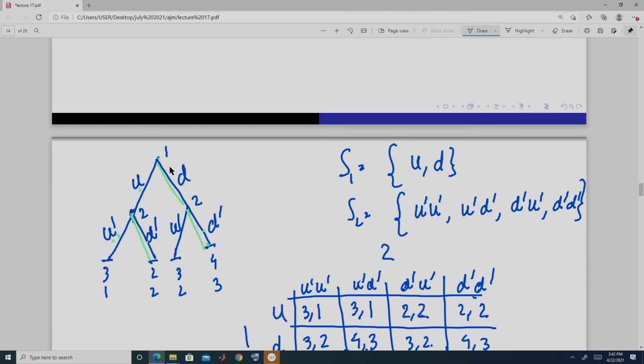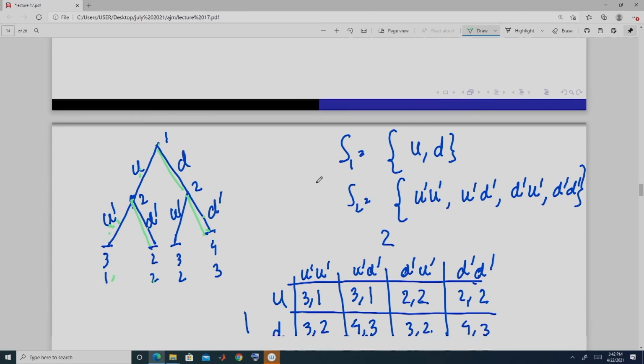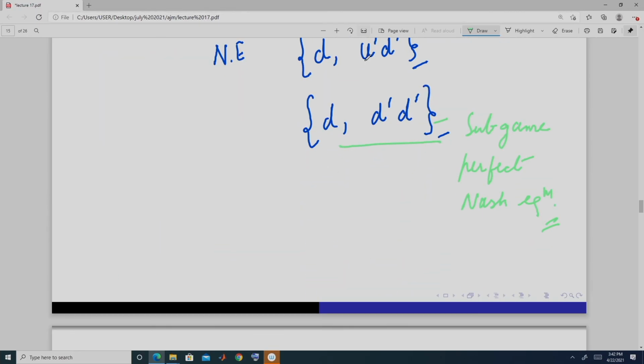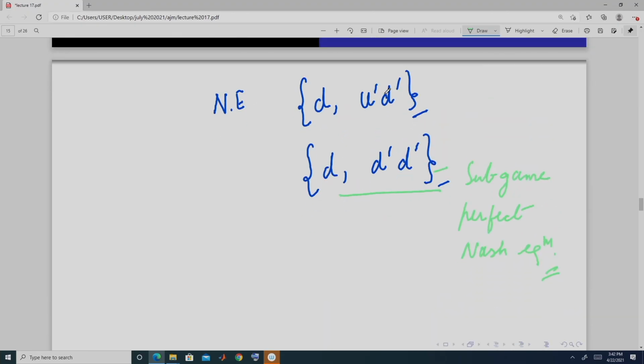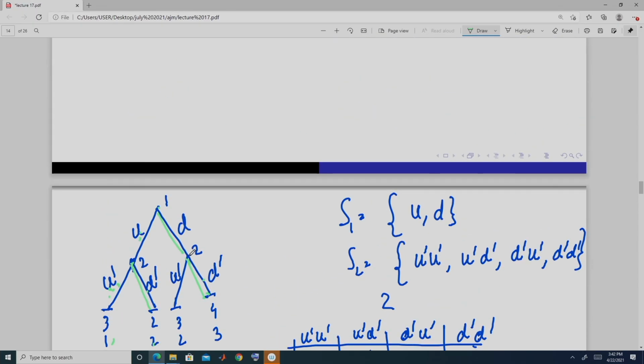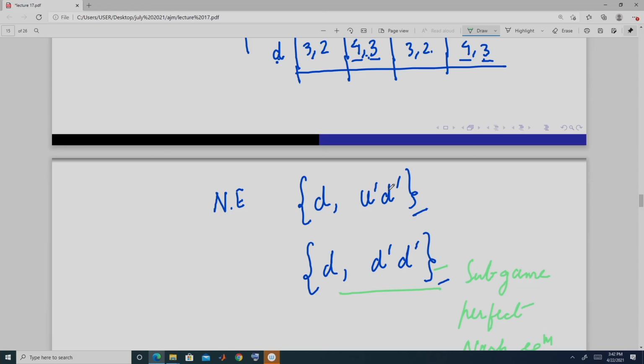But then player 1 knows this, that if player 1 chooses this, when player 2 is here, it is never going to choose this. Instead, it is always going to choose D dash, because 2 is greater than 1. So, that is why this strategy, u dash in node 1, node 2 dash and first node here and d dash in the second node of player 2, this and this, it is not credible. This is credible, but this is not. So, that is why this is not a subgame perfectness.